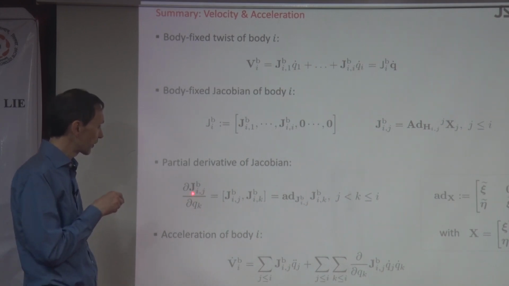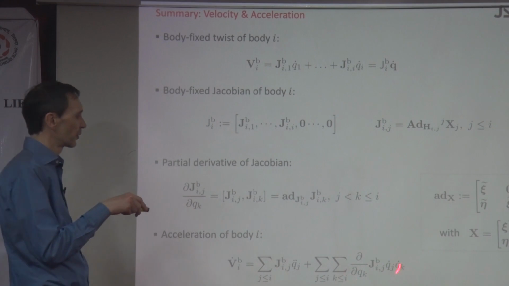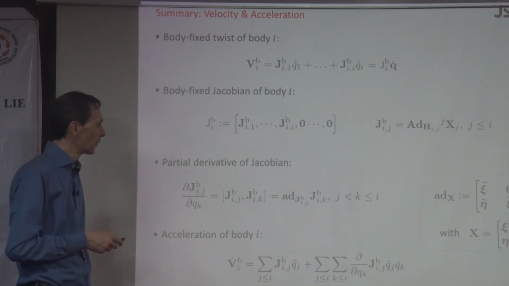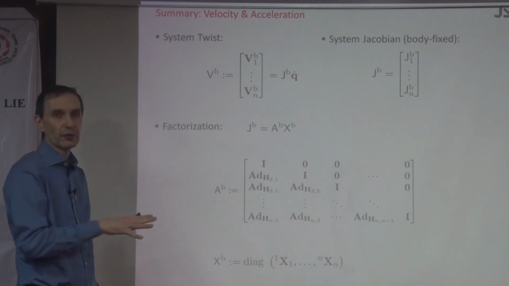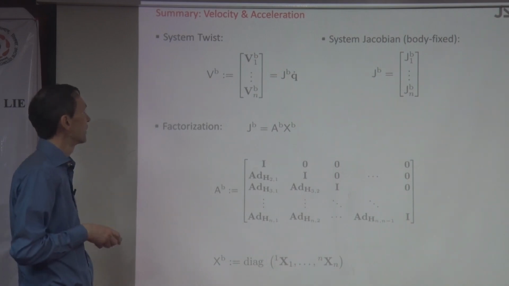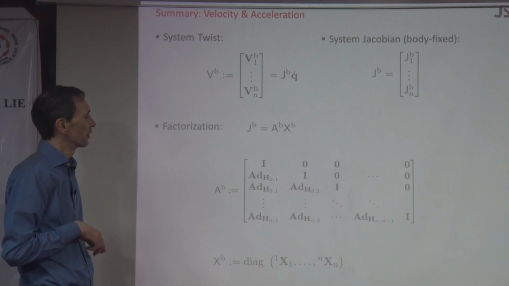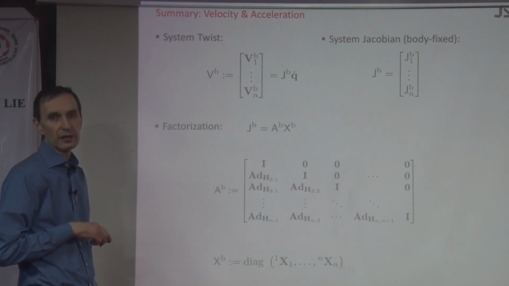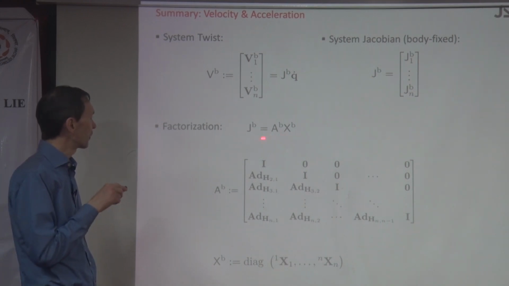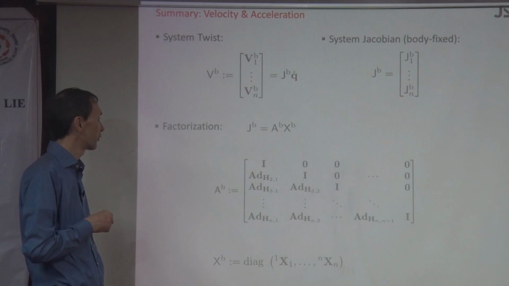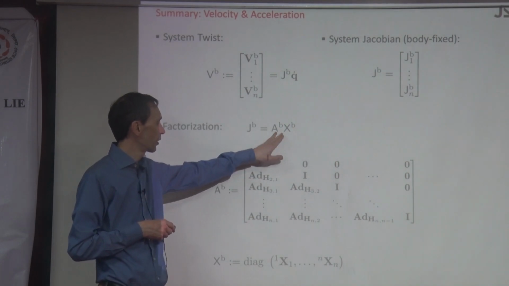Having said this, we can get the acceleration of the body in terms of the partial derivatives of the Jacobian. But we can also express all together in a very compact form using the system Jacobian and the system twist. The system twist is that one, the system Jacobian was that one, just plugging in all the 6 times n Jacobian matrices, so altogether it is a 6n times n matrix. And we have seen yesterday that we can have this very compact form, this factorization of the Jacobian, which says that we have A times X.